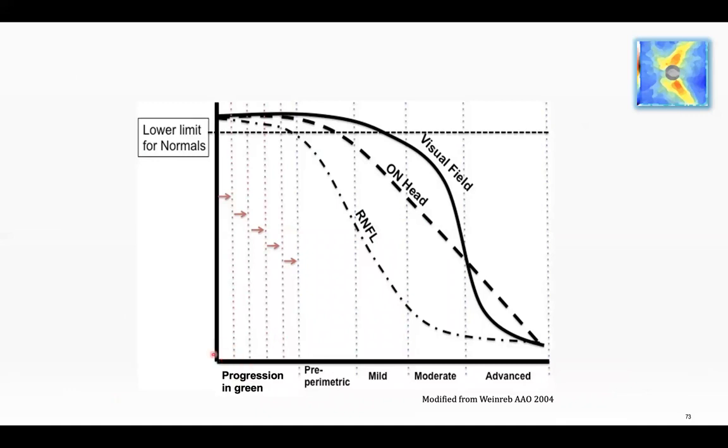We can look for the earliest signs of glaucoma here. And this is the normal limit for the OCT, for the RNFL, for the optic nerve head, and for the visual field, it takes too much time. It's really a lot of loss for the patient.